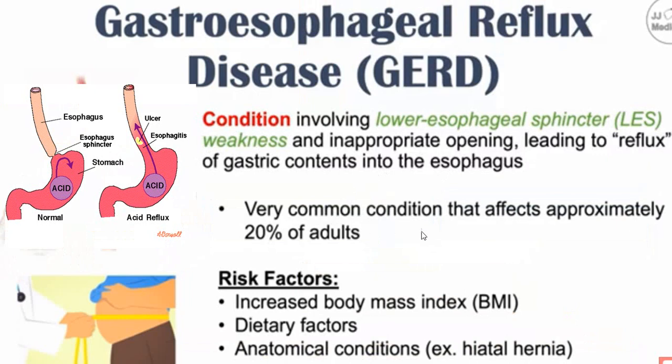It is a very common condition affecting almost 20% of the population. One of the major risk factors is obesity, we call increased body mass index. Some of the dietary factors, particularly caffeine, chocolates, spicy food, tobacco, smoking, alcohol, also increase the chance of reflux. And some anatomical conditions like hiatus hernia will also increase the chance of acid reflux.